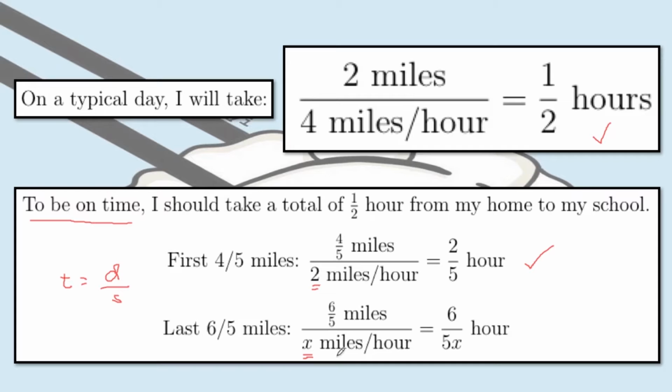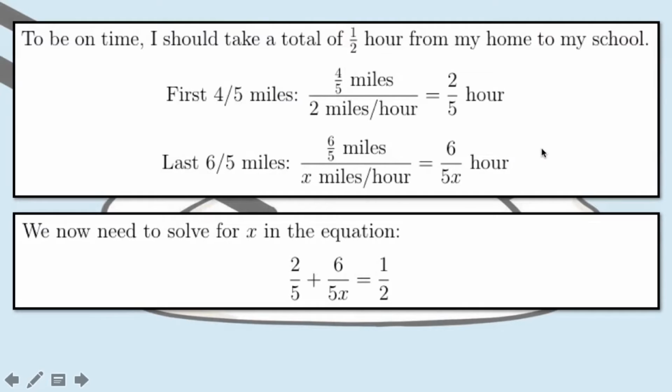And in the last 6/5 of a mile, I don't know the speed. In fact, this is the value that we want to get. Same formula, the distance 6/5 miles divided by the unknown speed, x miles per hour. We can simplify this to 6 over 5x hours. So we have these two times in the first and the last parts of the journey. Since this is the time taken, if I add them, this should equal 1/2 because I want to be at school on time. Therefore, we need to solve for x in the equation 2/5 plus 6 over 5x equals 1/2.